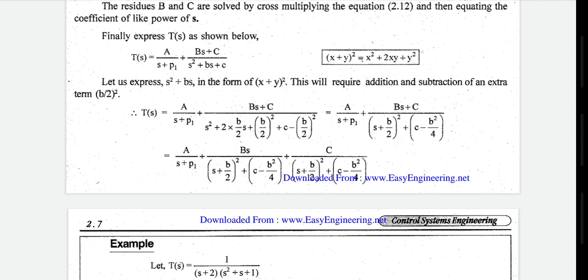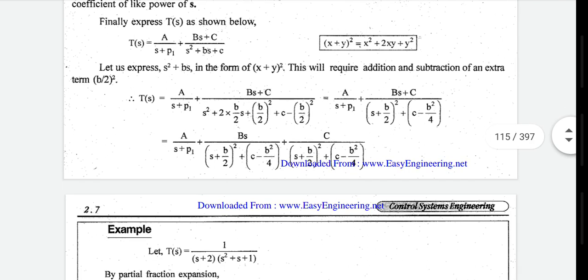Okay, so finally what is the equation here? A by s plus p1 plus bs plus c by s plus b by 2 whole square. What are the remaining terms? Plus c by b square by 4. Okay, is it okay all of you?